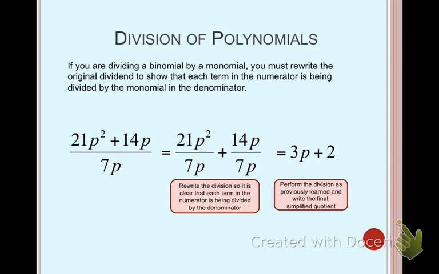We can say that that's 21p squared over 7p plus 14p over 7p. So this 7p that's in the bottom belongs to each piece that's in the top. And then we've just got 2 little miniature problems here. 21 divided by 7 is 3. P squared over p is p. 14 divided by 7 is 2. And then right here, my p's are just going to cancel.